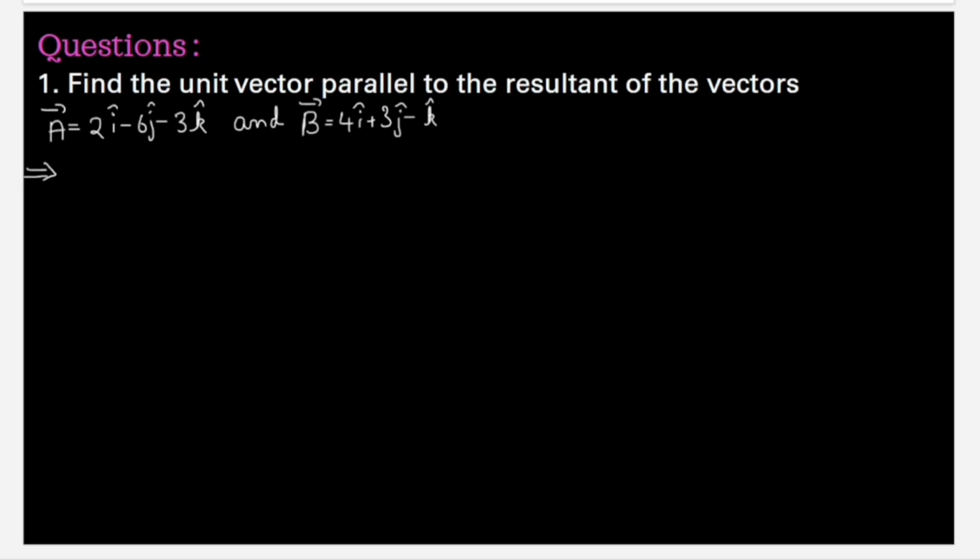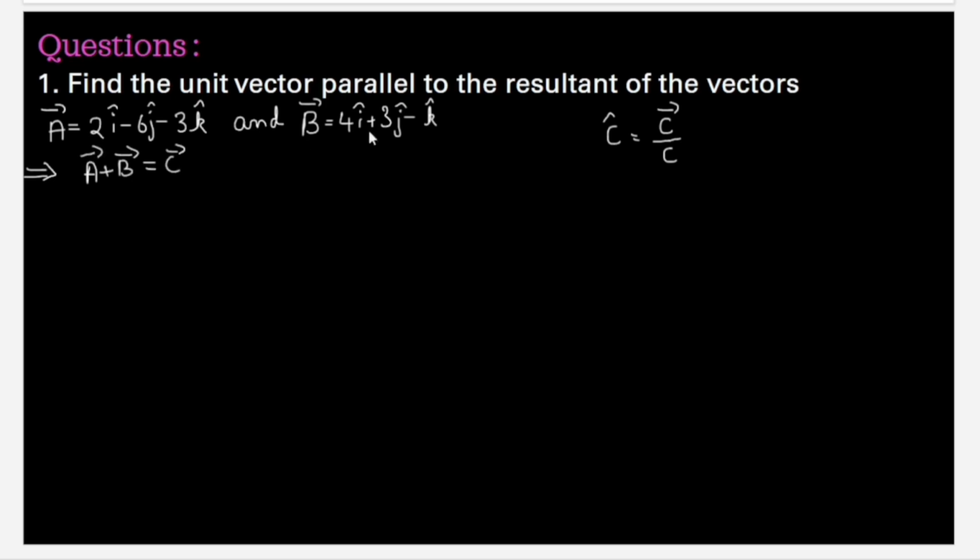First question, find the unit vector parallel to the resultant of the vectors. A vector is equal to 2i cap minus 6j cap minus 3k cap and B vector is equal to 4i cap plus 3j cap minus k cap. Take C as the resultant vector. The formula for unit vector is C cap is equal to C vector by C. So to find C vector, we need to add A vector plus B vector.